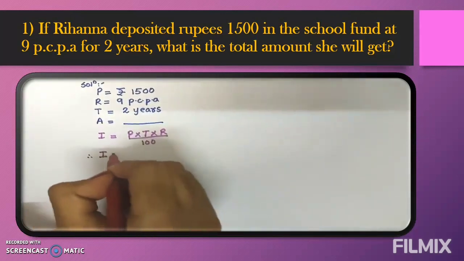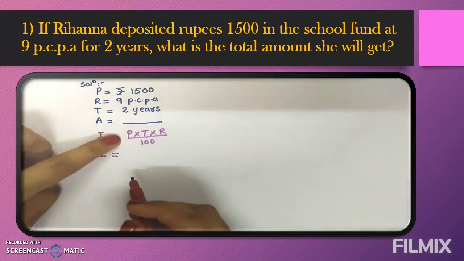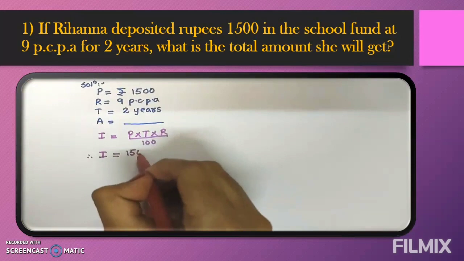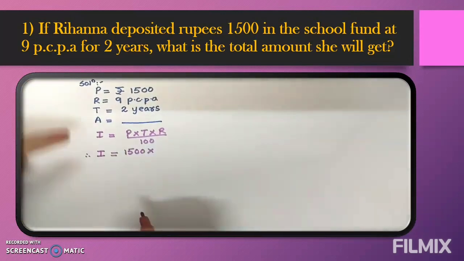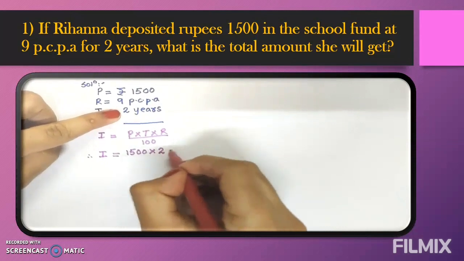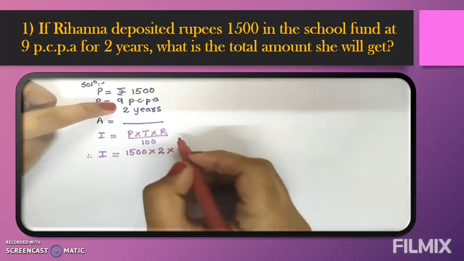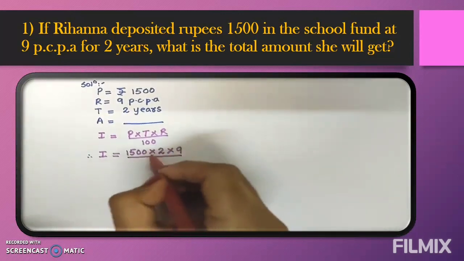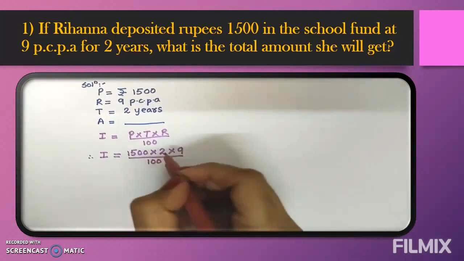Therefore this I, as we have to find out, we will write the same. P, what is the value of P? 1500. So we will write here 1500 into T. T is 2 years. So here we will write 2, into R. R is how much? 9. So here we will write 9, upon 100, we will write the same.